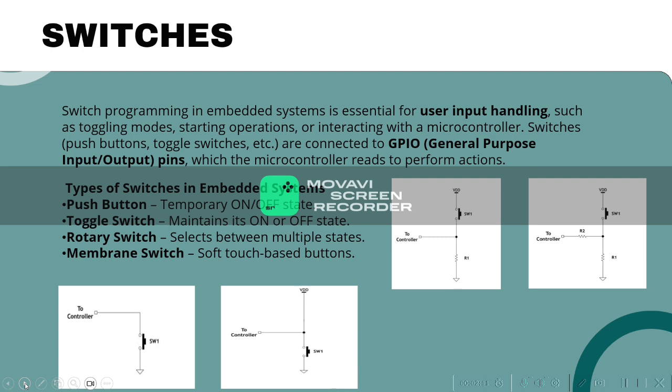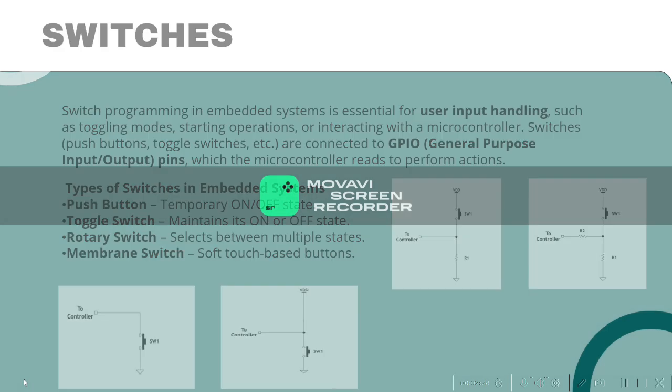In this diagram, we see some types of switches. For example, a push button has only a temporary on or off state. A toggle switch maintains its on or off state. In the same way, rotary switches and membrane switches are also used in embedded systems.